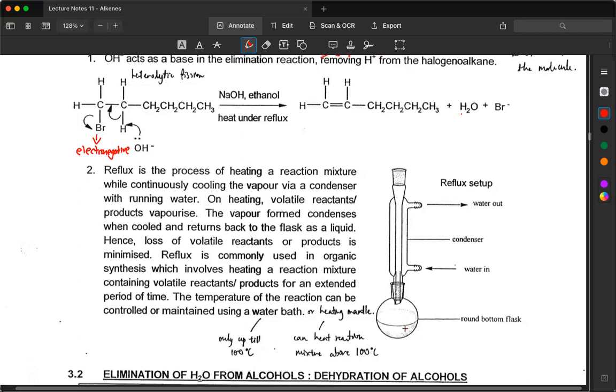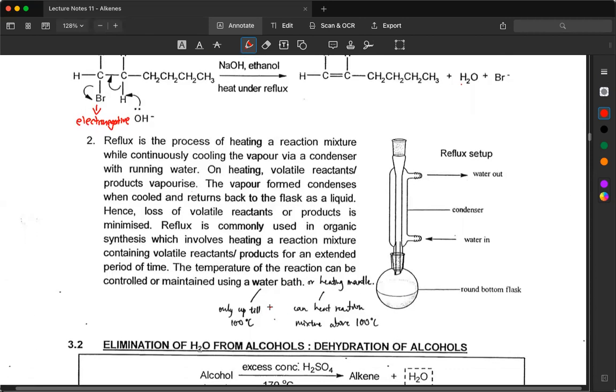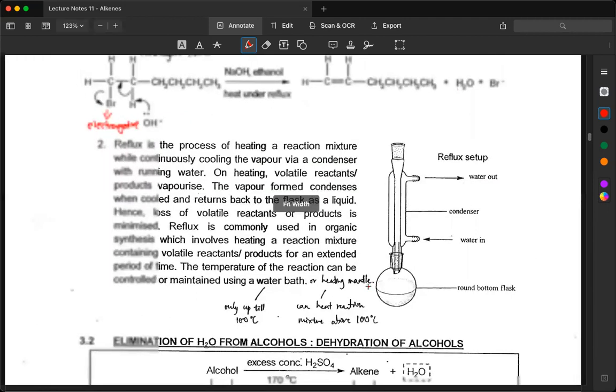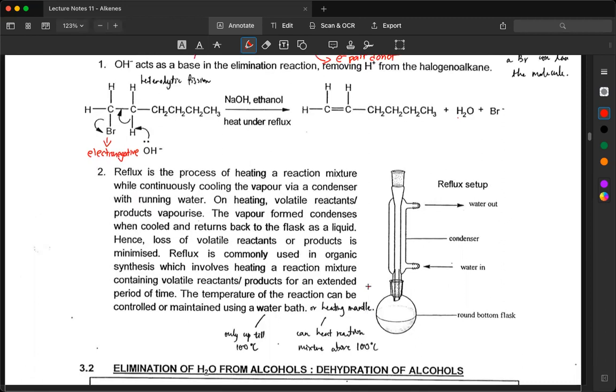And in organic synthesis, we often use reflux, involving heating a reaction mixture that contains volatile reactants and products for an extended period of time. And the temperature of this reaction can actually be controlled or maintained using a water bath. Since we are using a water bath, we can only go up to 100 degrees Celsius or less. But if we use a heating mantle, we can actually go beyond 100 degrees Celsius. So we will adjust accordingly.